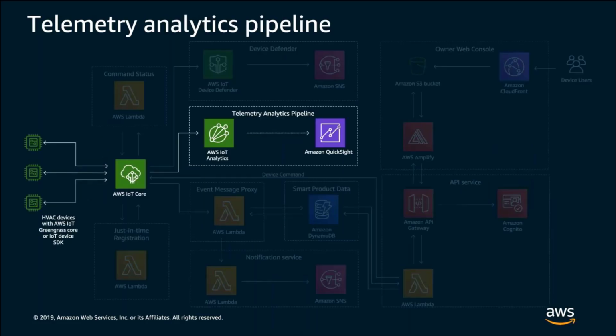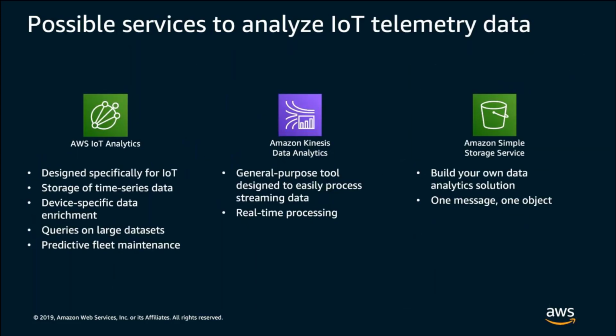Last feature that I'm going to talk about is the telemetry analytics pipeline on the smart product solution. The smart product uses AWS IoT Analytics for the telemetry data, and customers can integrate Amazon QuickSight to visualize the data from AWS IoT Analytics. These are possible services that customers can choose to analyze IoT telemetry data.